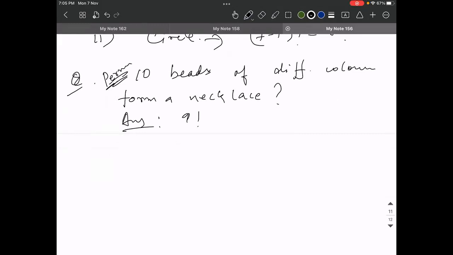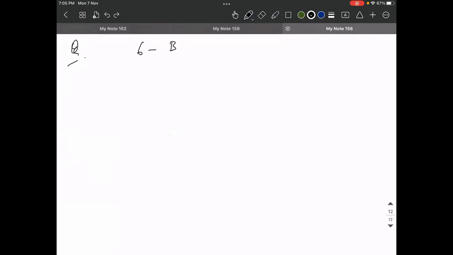Okay, there are 6 boys and 4 ladies. Let me write boys. 6 boys, sorry, my mistake. 4 ladies, girls. Okay, boys and girls. All right. Now they are having dinner together. In how many ways can they sit themselves so that no 2 ladies are together?